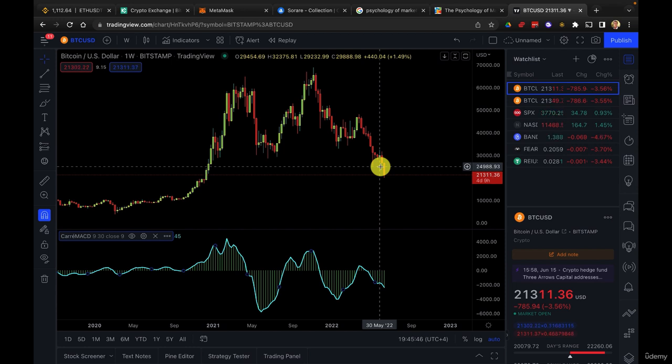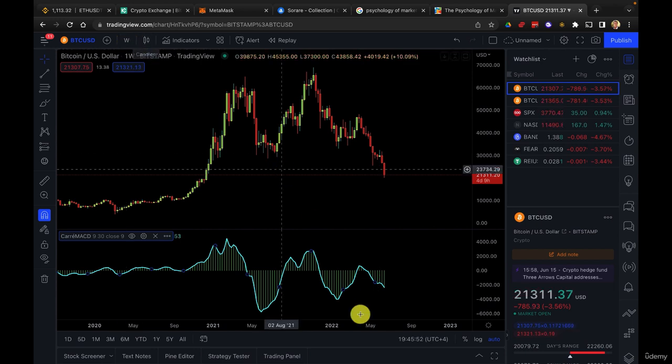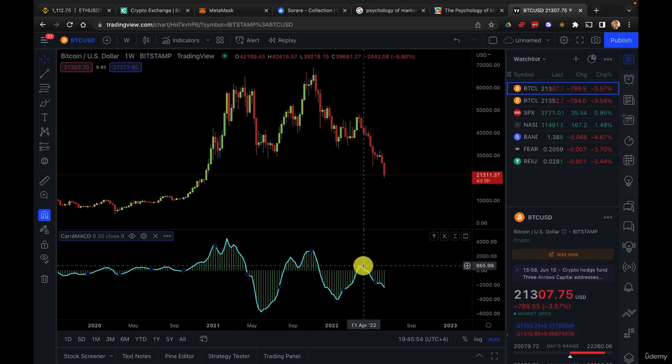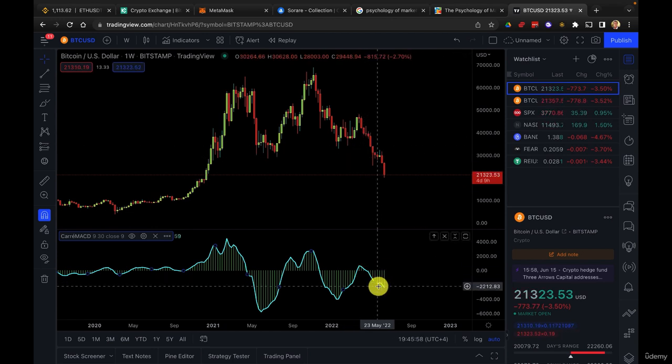A good way to know where the bottom will be is to look at the weekly time frame or the daily time frame and see some divergence. A divergence is when the Bitcoin price goes down, but the momentum actually goes up a little bit. That's a divergence because the Bitcoin price and the momentum are going in opposite directions.